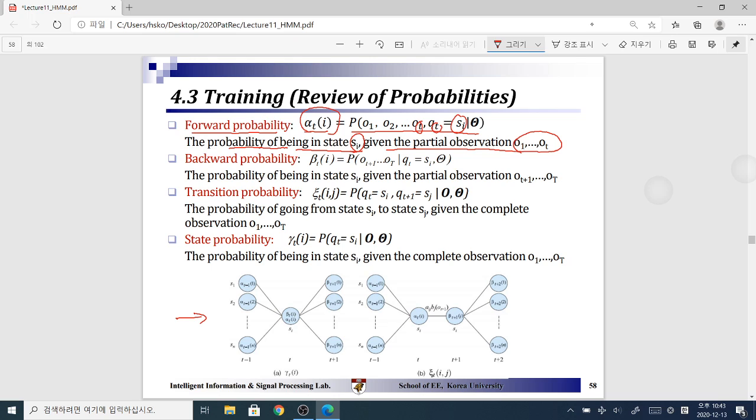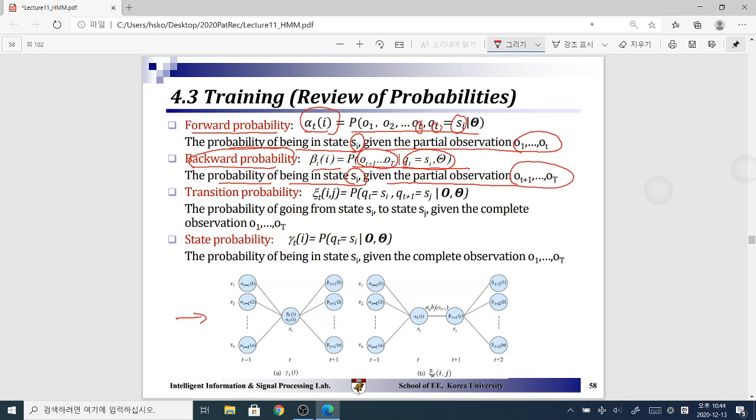And similarly, the backward probability, which is denoted by beta sub t of i, would be essentially the probability of the tail end from t plus 1 to capital T, given that you are at state i at time t. So this backward probability means that it is the probability of being in state i, given the partial observation in the tail end, t plus 1 all the way to capital T.